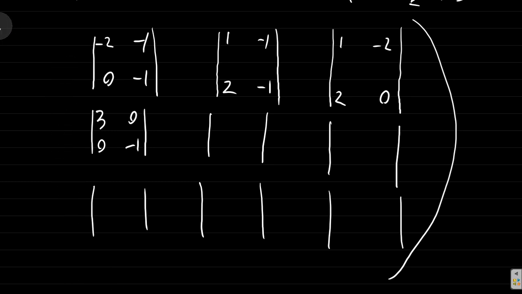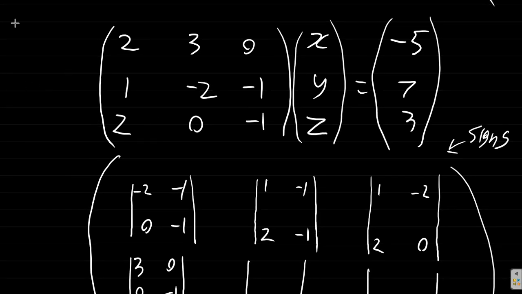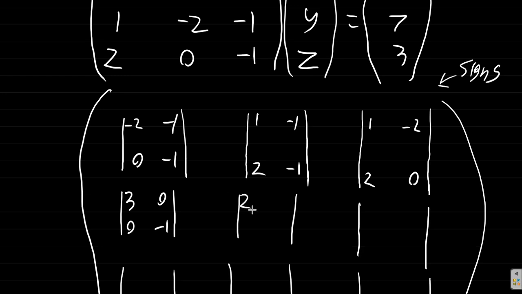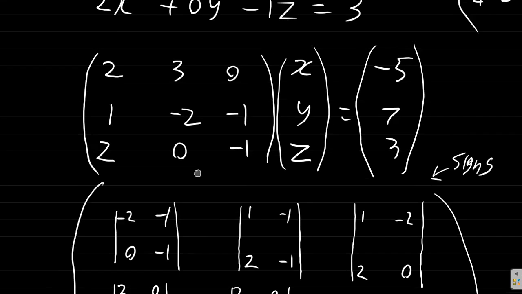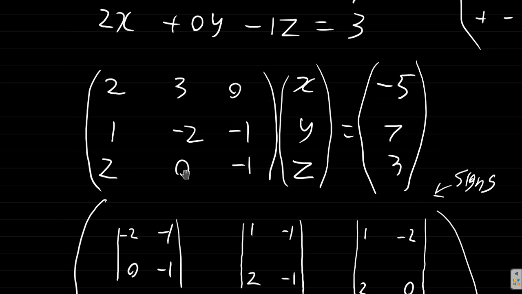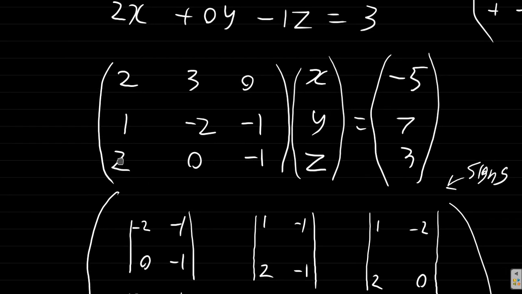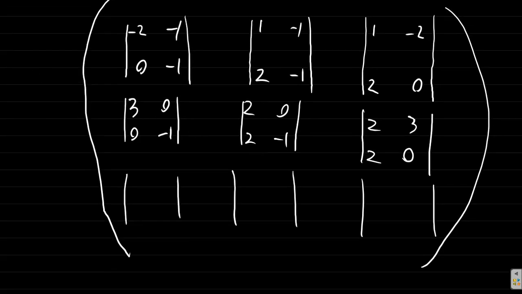Let me just redraw this bracket here. Negative 2 is in row 2, column 2. So we cover the row and column with negative 2, and the uncovered elements are 2, 0, 2, negative 1. Alright, so we find the determinant of 2, 0, 2, negative 1. Then negative 1: when you cover its row and column, what you have are 2, 3, 2, 0. Then 2: cover row and column, and you have 3, 0, negative 2, negative 1.